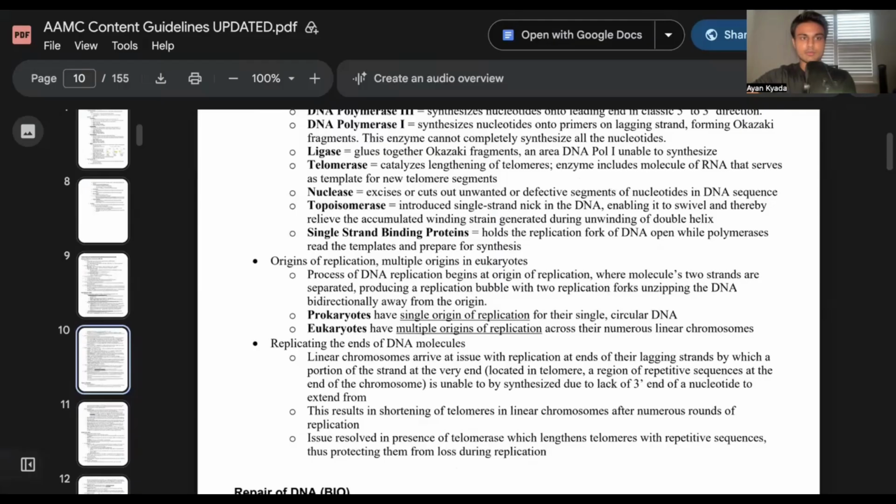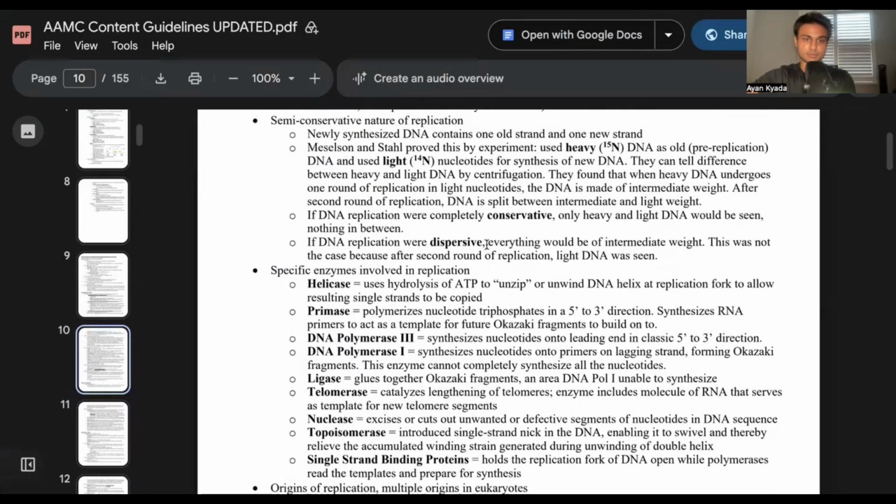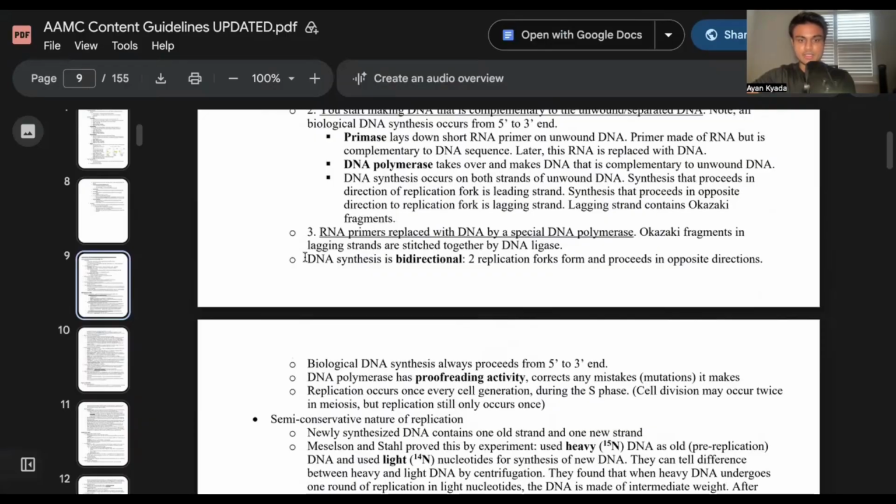So essentially, we are going to revisit a point that I skipped earlier. DNA synthesis is bidirectional. What that means is you have two replication forks, and that allows the genome to be copied in a shorter amount of time because you split up the work between each replication fork, halving the time required to copy the chromosome.